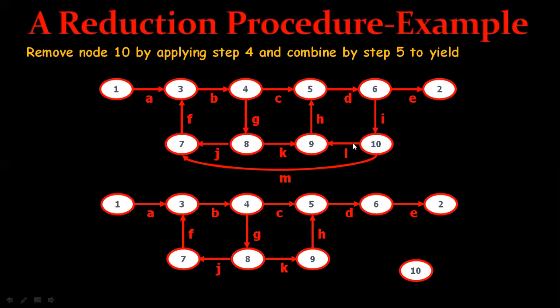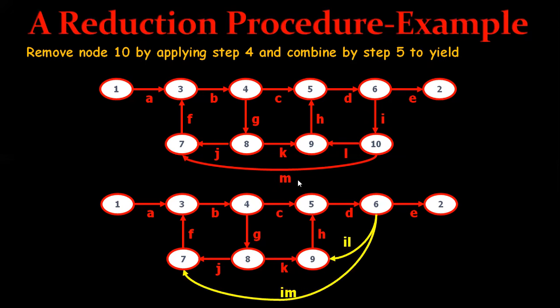Because you have to understand one thing here, in paths the commutative law does not hold. So you have to maintain the order. IL is not equal to LI. So in this particular case, it is IL. So there will be a path from node 6 to node 9 because we removed the 10th node, so IL. And similarly, on node 10, 6 to 10, again 10 to 7. So first 6 to 10, so it will be I followed by M. So IM, not MI. So it is IM. So we removed the node 10.